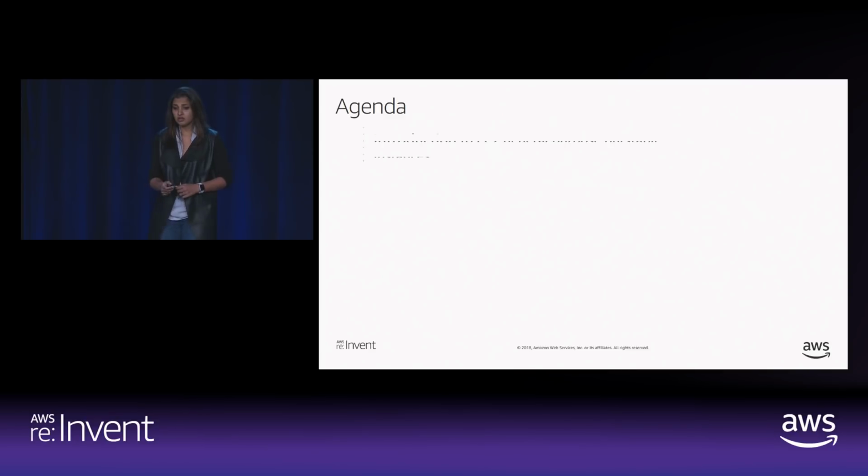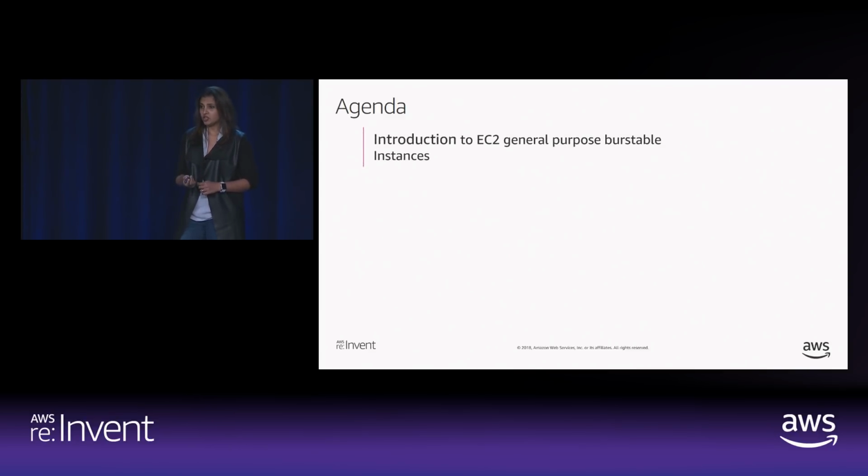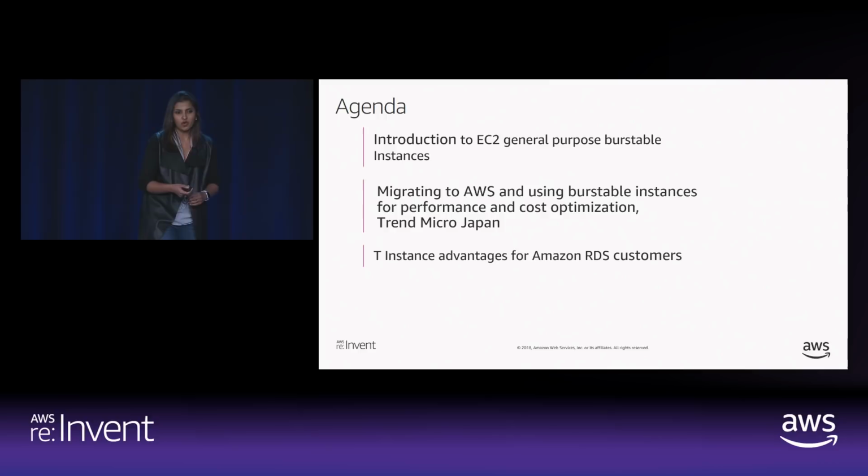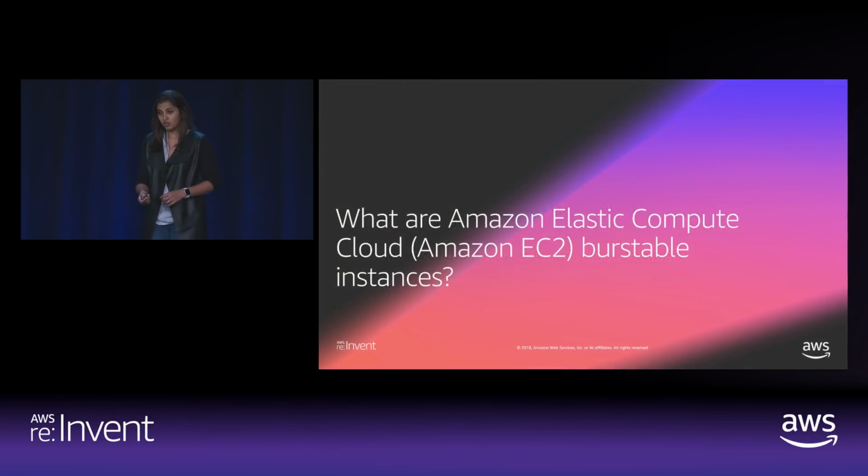So today's agenda, I'll be introducing the general purpose Burstable instances, how they work, how they're priced, and what new advancements we've made in the latest generation. Then we'll have Ken come talk about their migration path coming to AWS and how they've been using Burstable instances. Then Brian will talk to us about how RDS customers are benefiting from T instances. And then we'll also have a Q&A at the end.